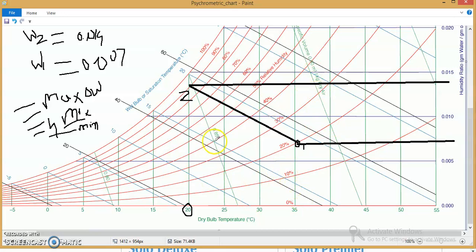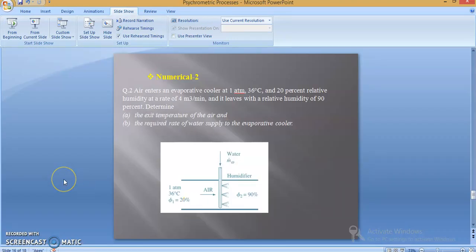So as you can observe, the specific volume at point 1, the initial state of air, is in between 0.85 to 0.90. So you may take it as approximately 0.88. So specific volume is 0.88, and we know that density is nothing but 1 upon specific volume. So you divide by 0.88. So it comes to be 4 upon 0.88 into the change in the specific humidity, which is 0.07. Then you will get your answer. So please comment your answer in the comment box and stay tuned. Thank you and happy learning.